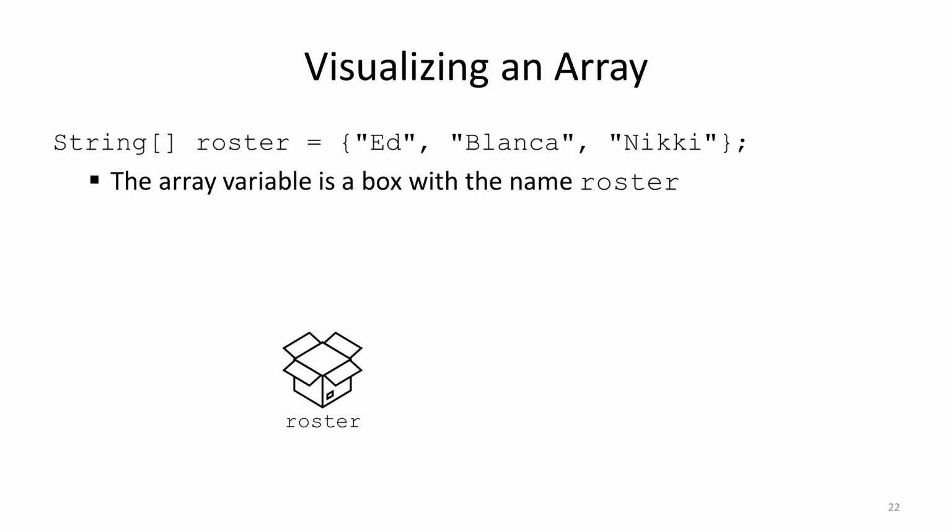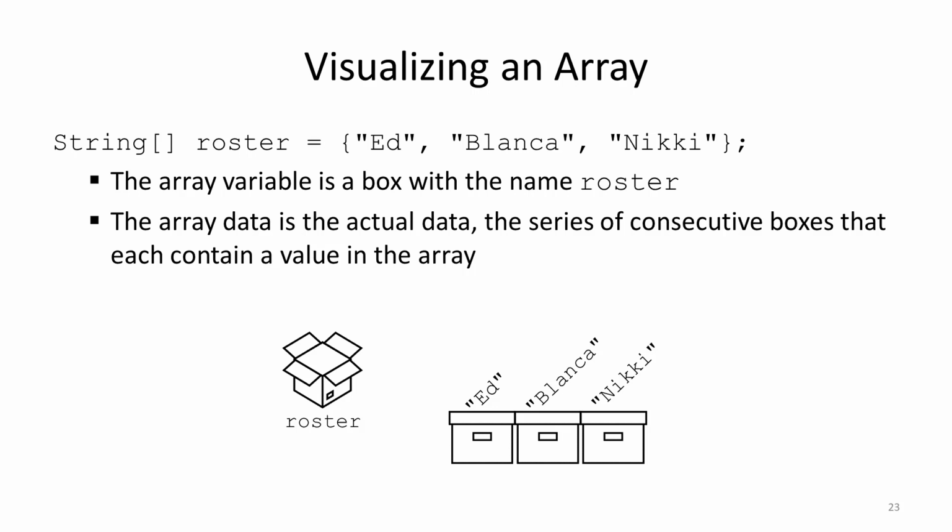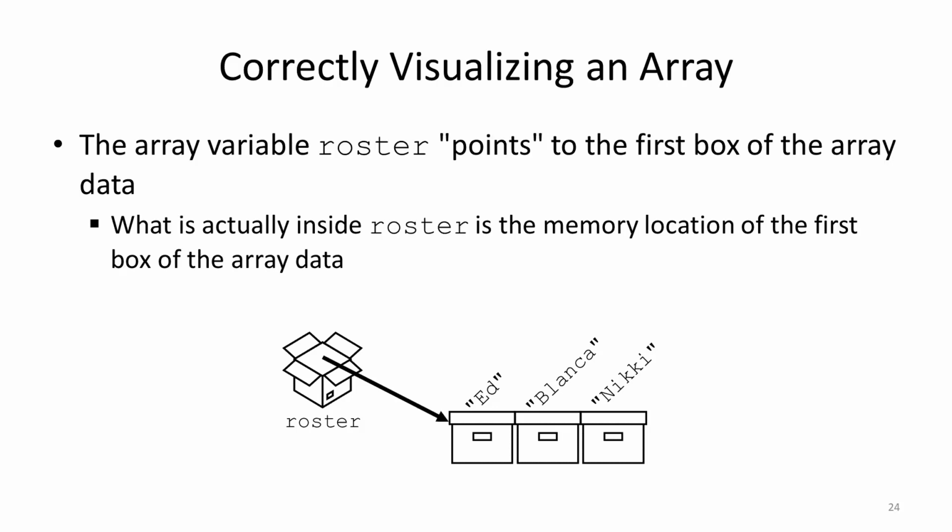The array variable, in this case, will be a box with the name roster. The array data, which is the actual data in the array, will be the series of consecutive boxes that each contain a value in the array. So we'll have a box that has Ed, we'll have another box that has Blanca, and we'll have another box that has Nikki. The array variable roster, quote unquote, points to the first box of the array data.